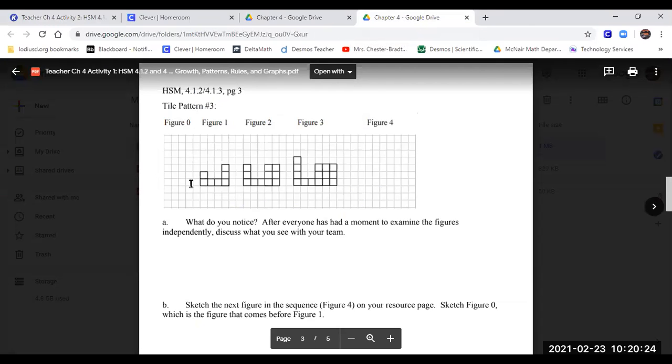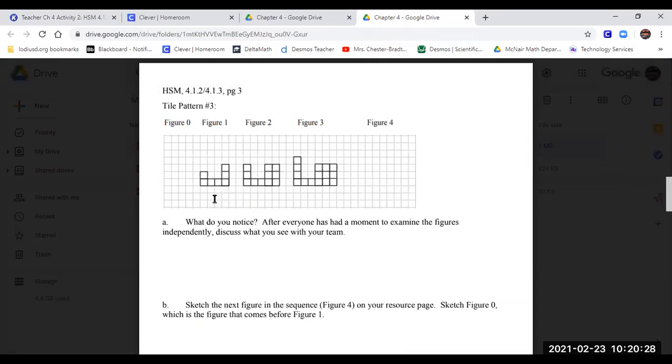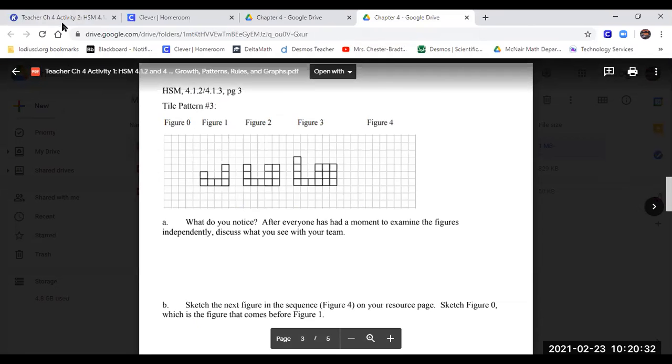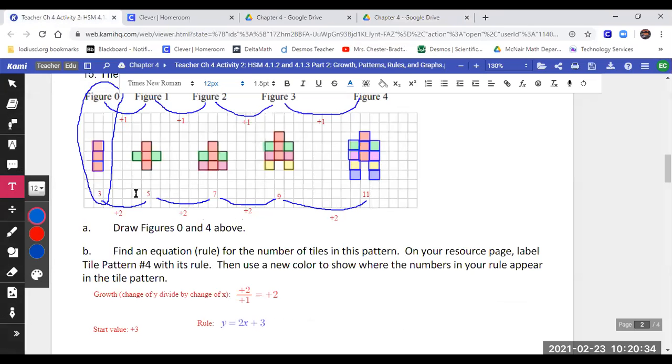We've already established they both started at 3. So what happened with pattern 3 from its 3 compared to pattern 4 from its 3? How were they changing differently? Be specific about these specific patterns.